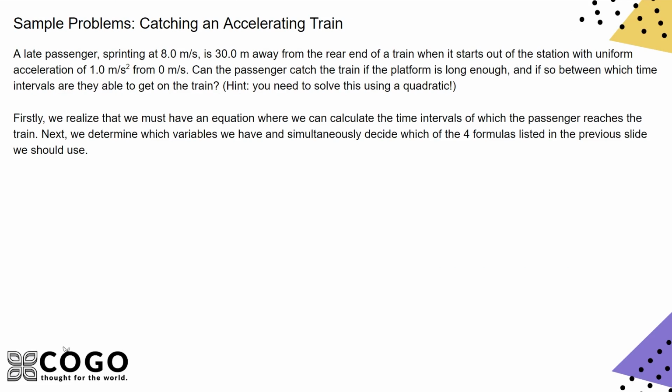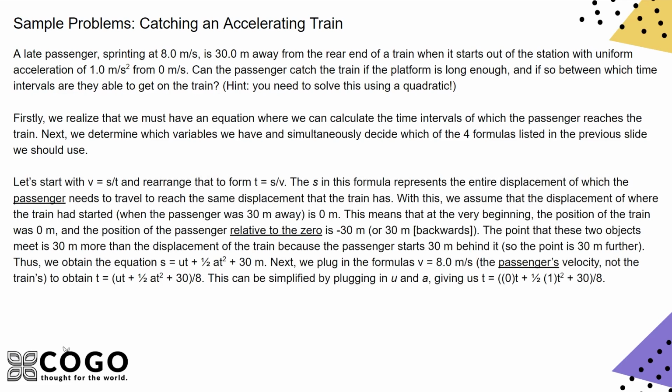Firstly, we realize that we must have an equation where we can calculate the time intervals of which the passenger reaches the train. Next, we determine which variables we have and simultaneously decide which of the 4 formulas listed in the previous slide we should use. Let's start with v equals s divided by t and rearrange that to form t equals s divided by v. The s in this formula represents the entire displacement of which the passenger needs to travel to reach the same displacement that the train has.